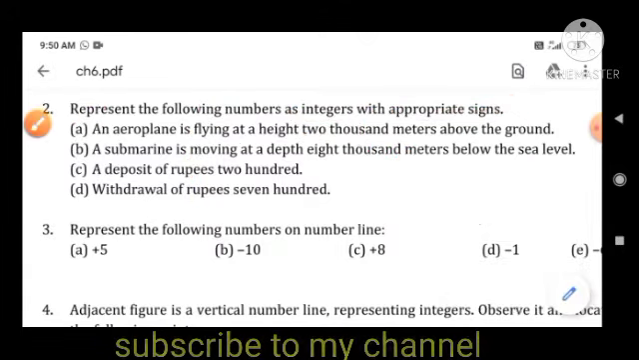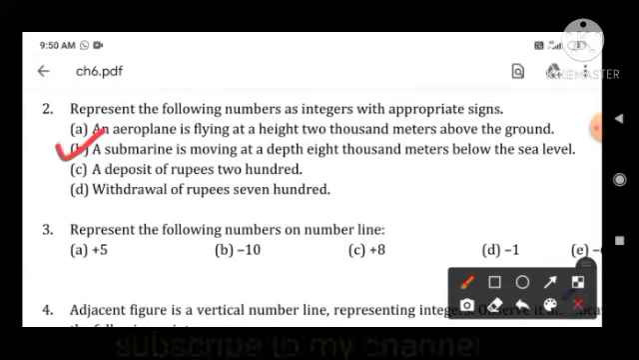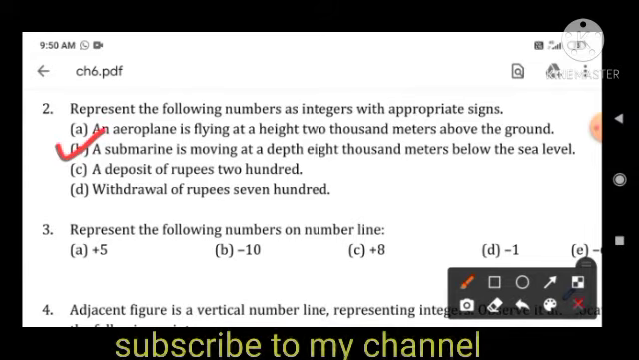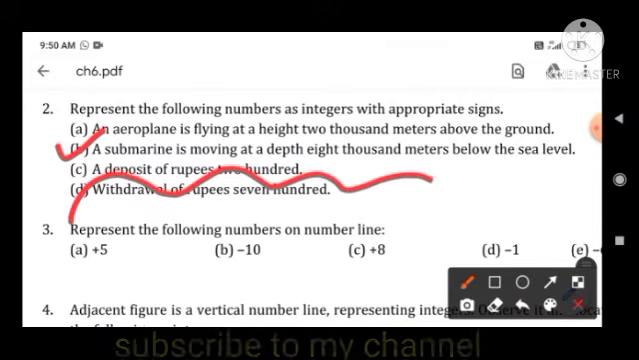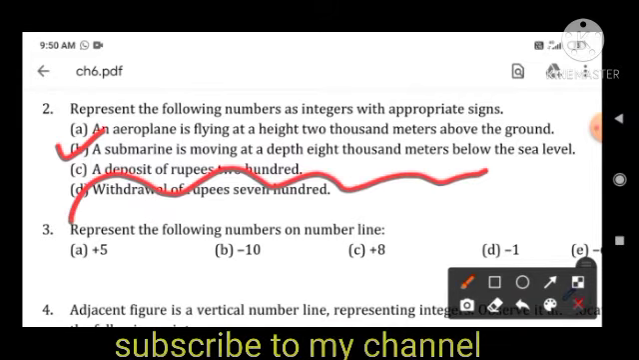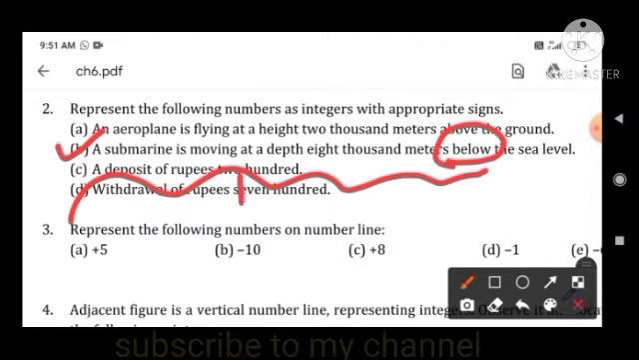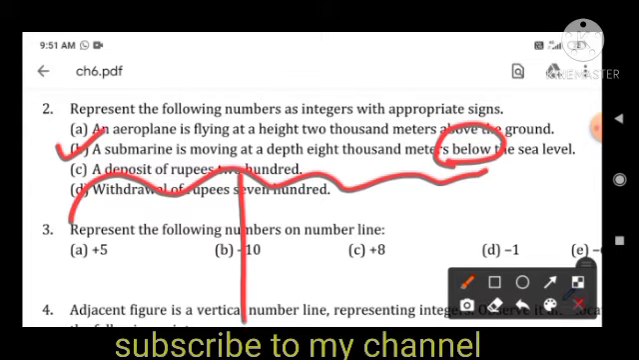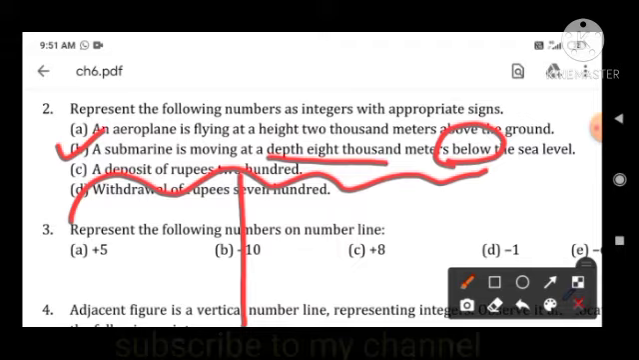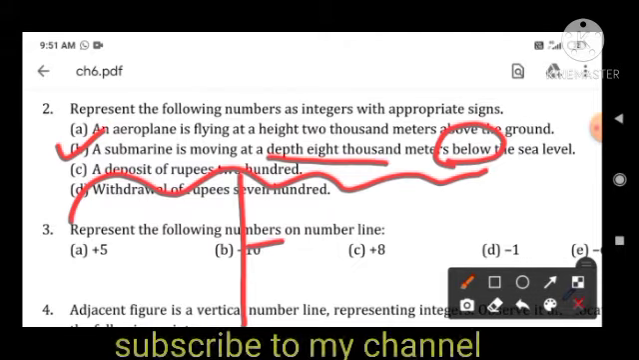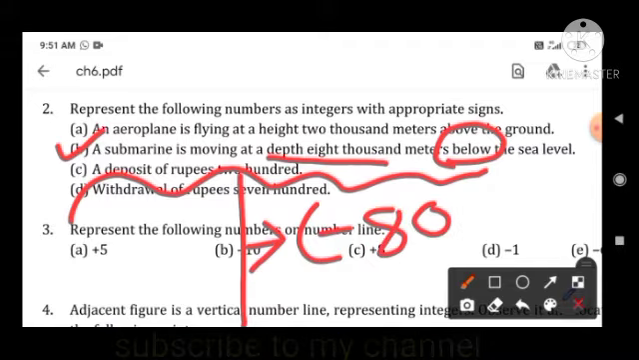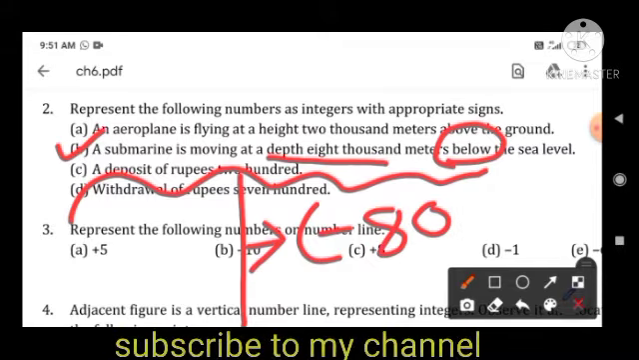Now come to next question. A submarine is moving at the depth 8000 meter below the sea level. Now here is the sea level. Here it is written below. Below means it will go inside the water, isn't it? And below how much depth? It is 8000. So what you will write? Minus 8000.